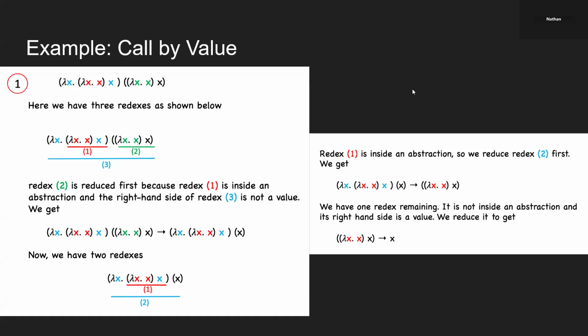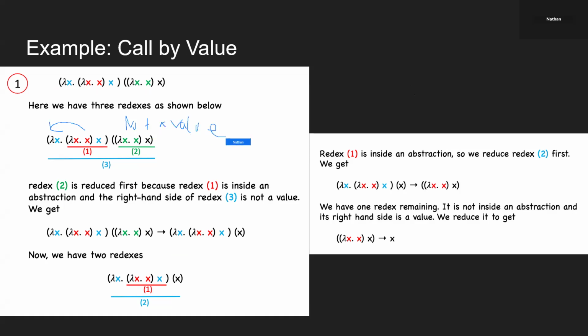Okay. So call by value is basically that no reductions can be done inside abstractions, and a redex cannot be reduced unless its right hand side is a value. I totally forgot about that. So you can't do one because this is inside this lambda x abstraction. That's the first rule. The second rule is that a redex cannot be reduced unless its right hand side is a value. So this eliminates three because this is not a value.